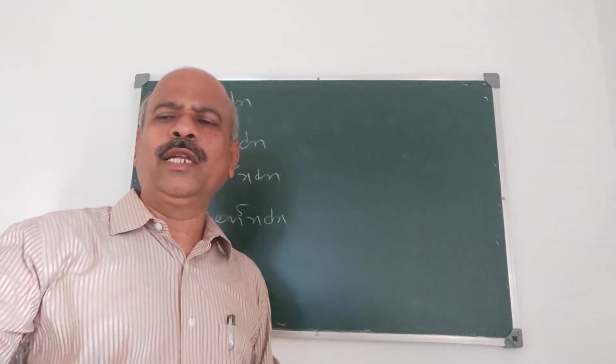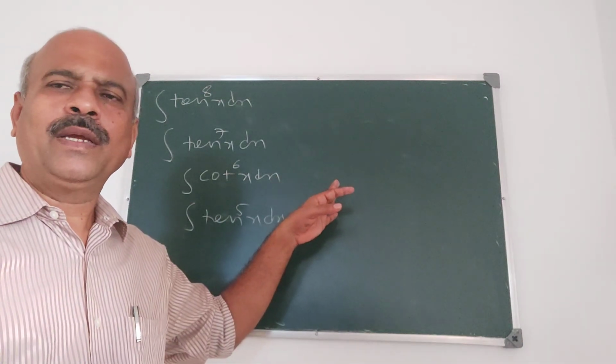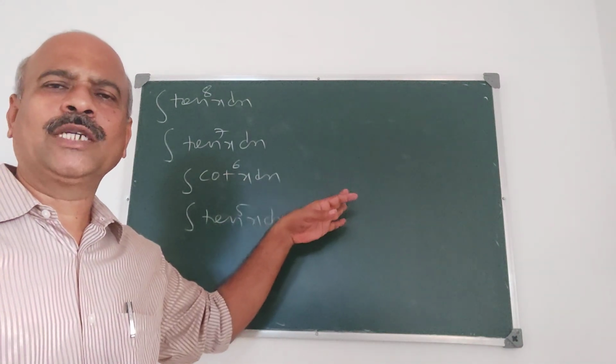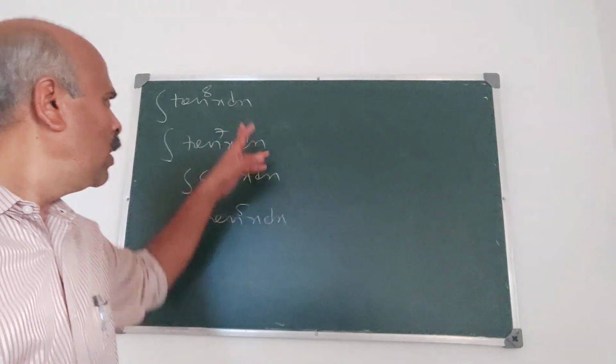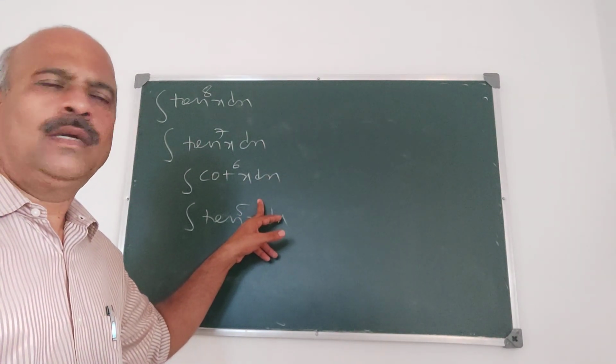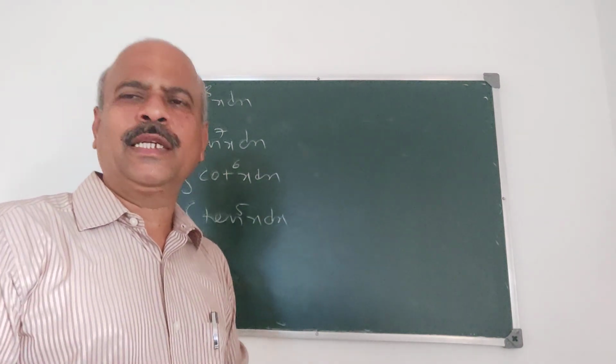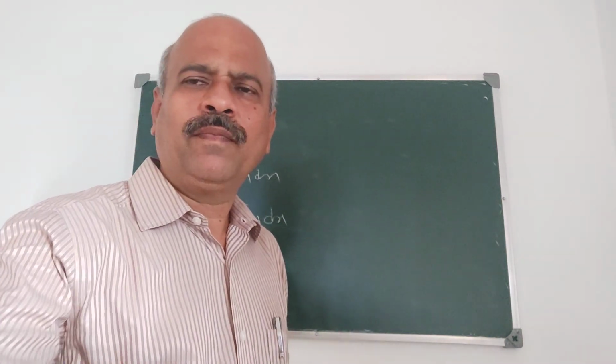Now, I have derived the reduction formula for tan x raised to n, cot x raised to n, and also solved some problems on sin x raised to p, cos x raised to q, and these I leave as an exercise. And some more reduction formulas I consider in the next video. Up to then, thank you.